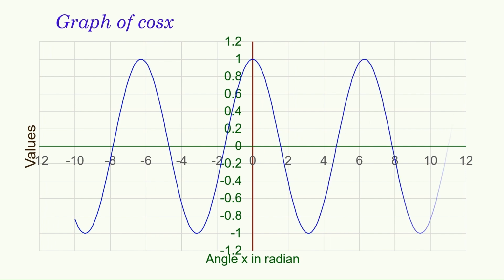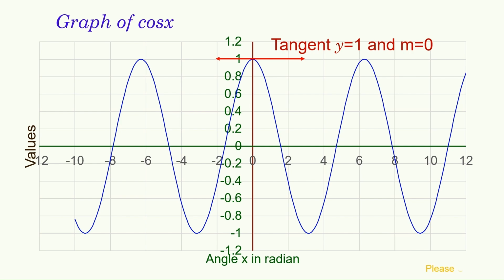In this graph of cos x, note the value at x equals 0. The tangent is y equals 1, and the slope m, or gradient, is equal to 0.